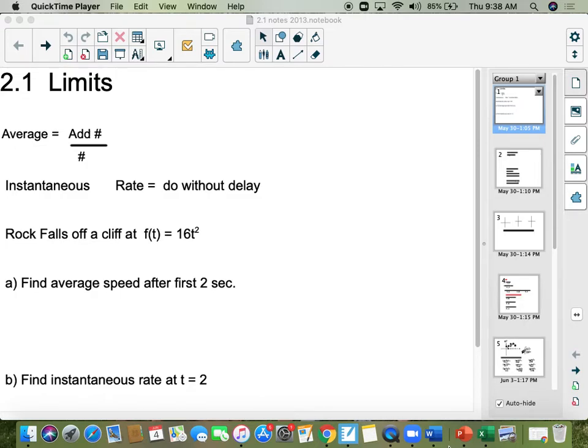Chapter. We're finally getting into calculus. The first chapter was just a review. Now we're going to finally get into calculus. So we're going to learn what a limit is today in 2.1.